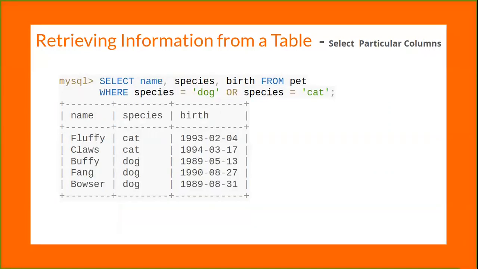You can use a WHERE clause to combine row selection with column selection. For example, to get birth dates for dogs and cats only, use this query. SELECT name, species, birth FROM pet WHERE species = 'dog' OR species = 'cat'.